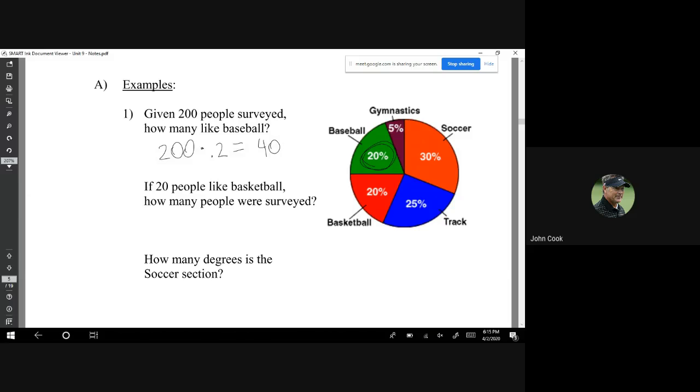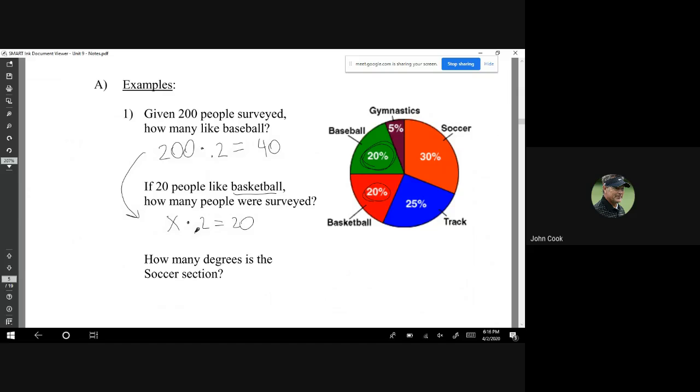If 20 people like baseball, how many people were surveyed? Well, in this case, we don't know how many people were surveyed, but we can set it up the same exact way. Instead of 200, we're going to put X, which is our unknown amount, multiplied by the percentage of people that like basketball instead. So I misread that. 20 people like basketball. But the nice thing is that the same percentage of people like basketball, which is 20%. So 0.2 goes there, and that'll be equal to the total number of people that like basketball, which is 20.